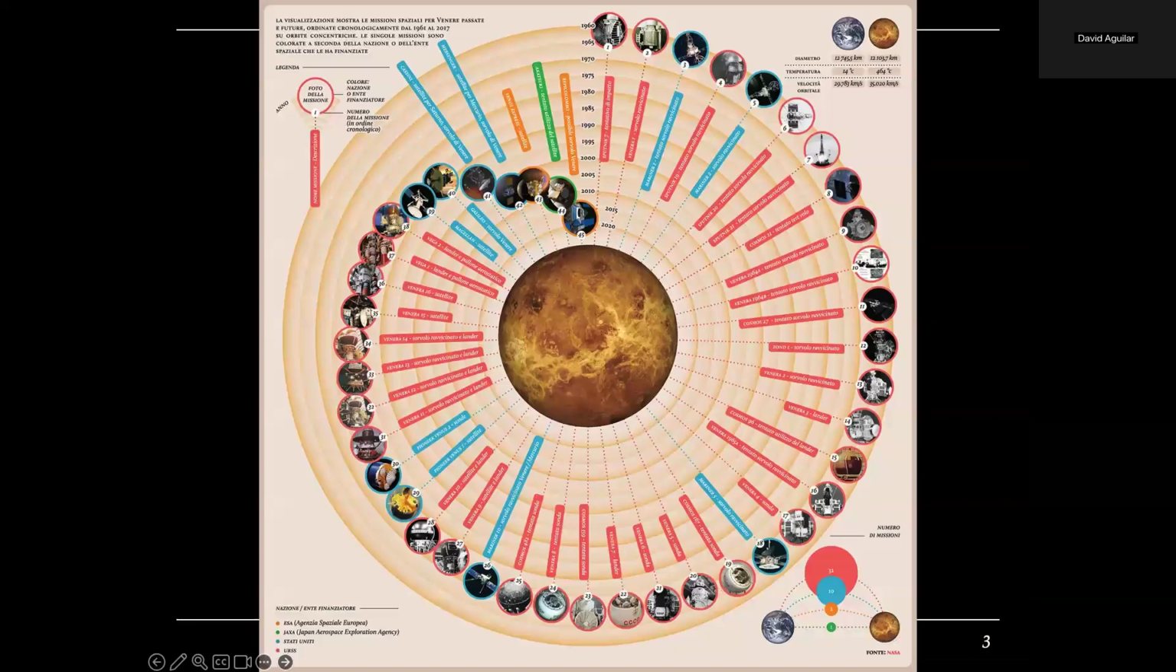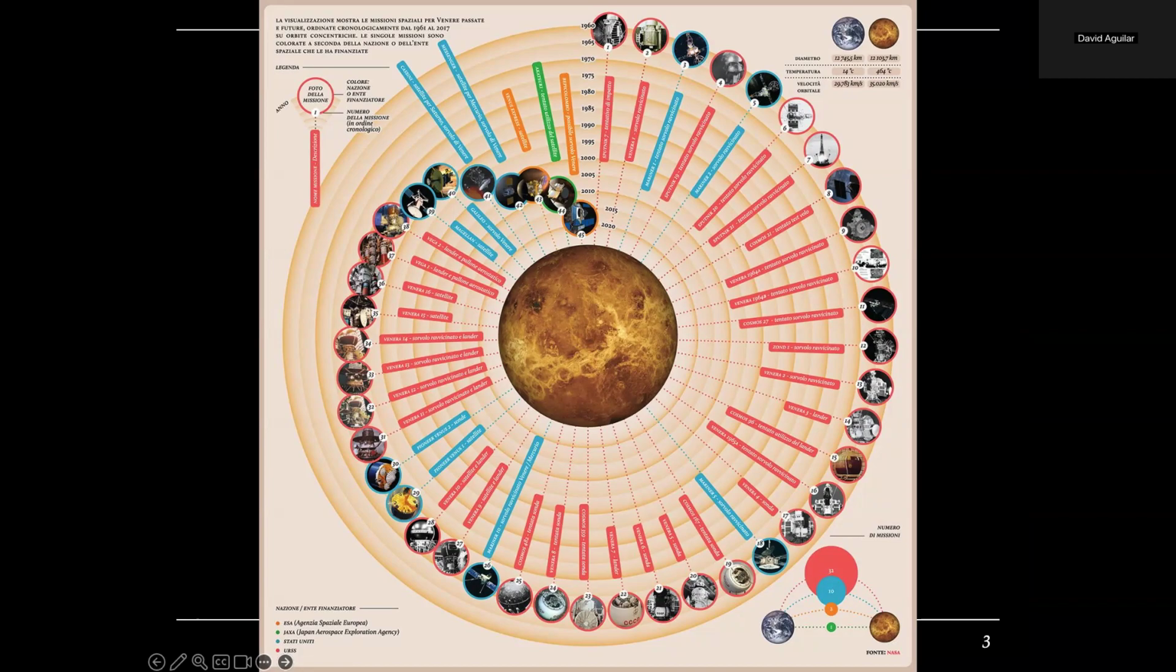You can't read this, and it's not because it's far away, it's because it's in Italian. So it says numero di missione, which I don't know if you know what that means. Okay. And then this one over here, diametro. All right. This one is nazione o ente finanziatore. This is the nation of the mission origin.